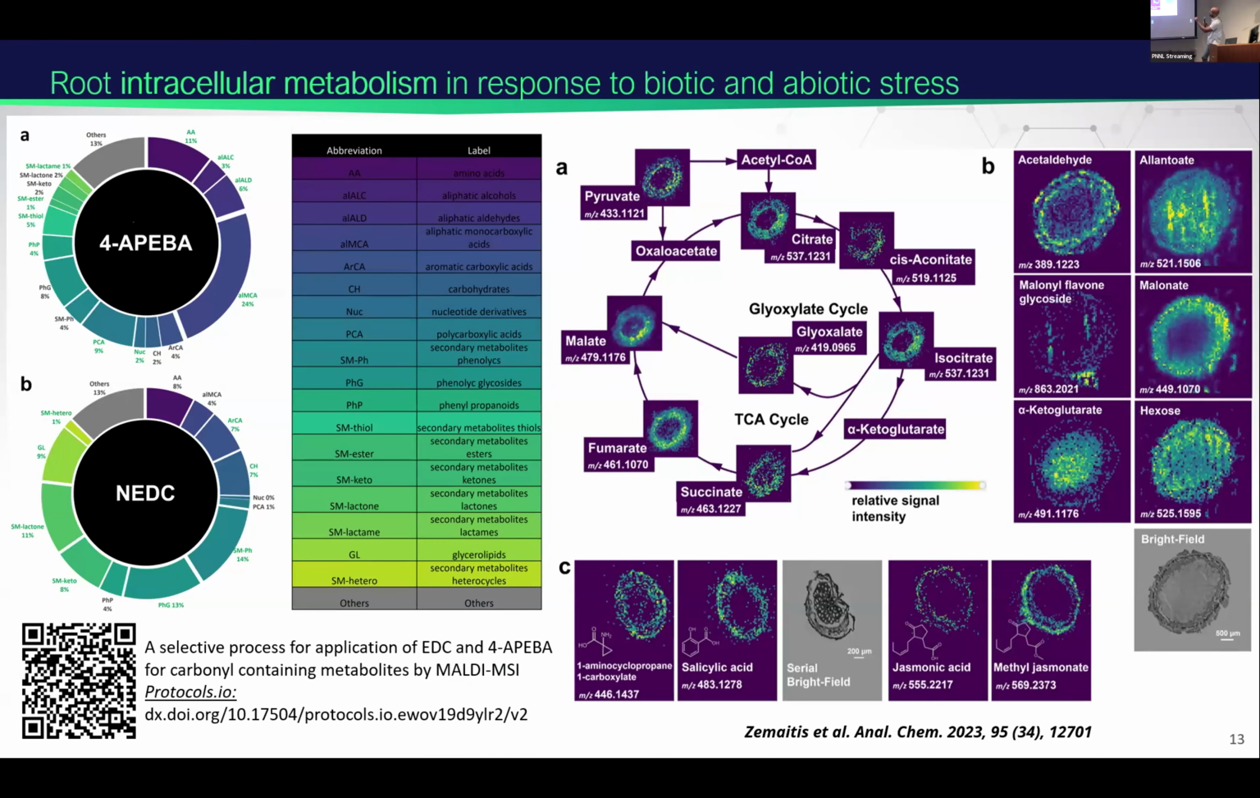Then, in terms of intracellular metabolism, we always need to cut and open cells to reveal what is inside. So this is an example on the cross section of the poplar root, how we can image the entire TCA cycle or phytohormones in the poplar root, or some biologically active aldehydes, for example, in the soybean root nodule.